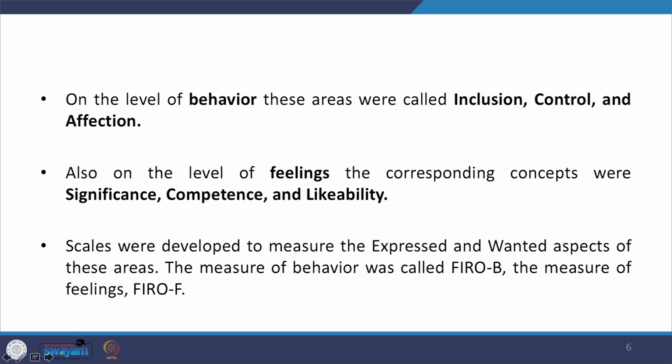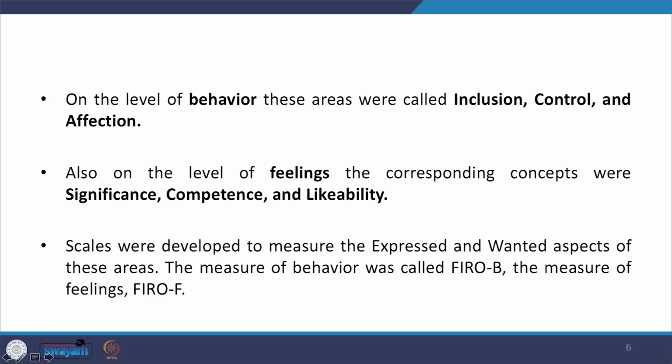So, these are the two terminologies which are becoming very important, that is the expressed and wanted aspects of these areas. The measure of the behavior was called FIRO B, fundamental interpersonal relationship orientation behavior. The measure of feelings is the FIRO F. So, when we are talking about the FIRO B, it is measuring the behavior, and when we are talking about the FIRO F, it is the fundamental interpersonal relationship orientation of the feelings.